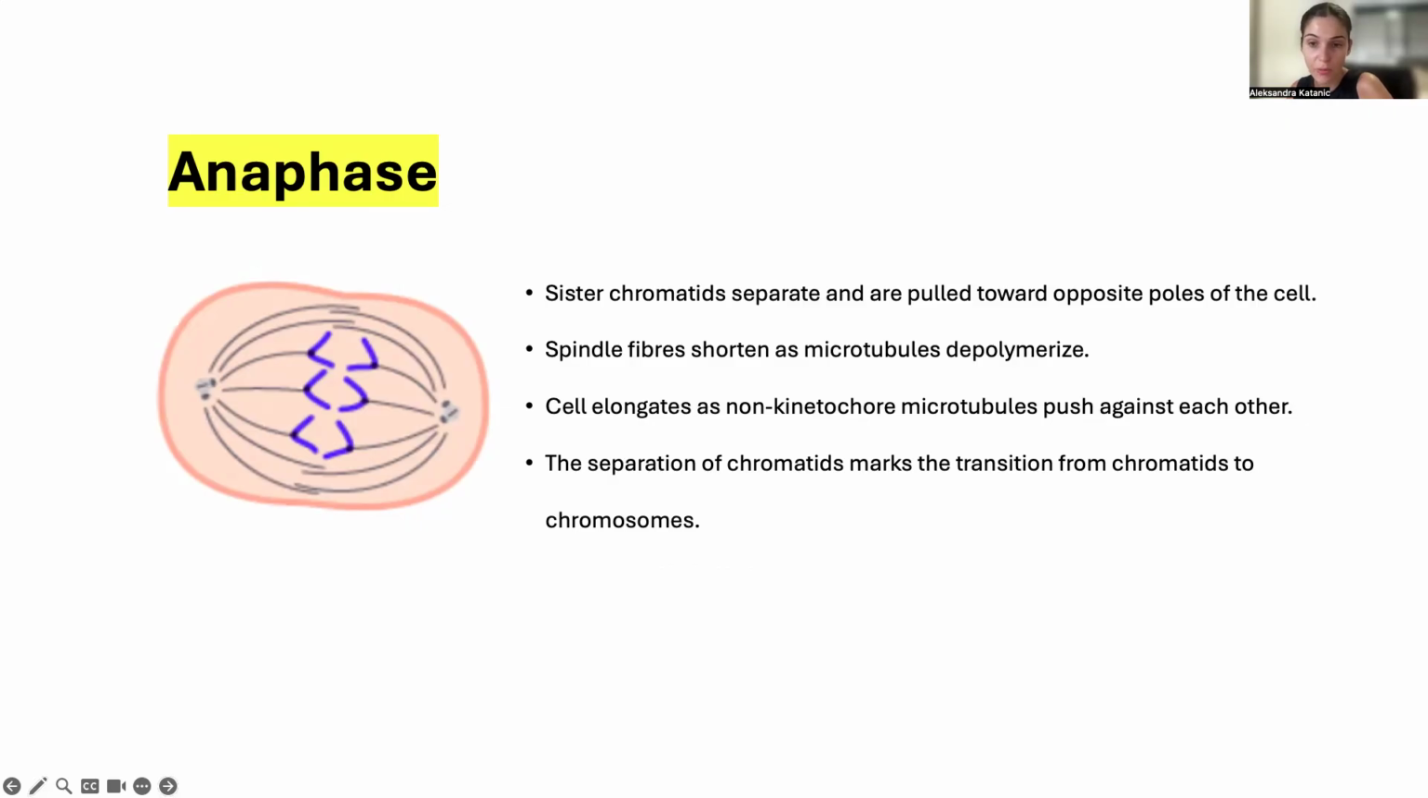Finally, the separation of chromatids marks the transition from chromatids to chromosomes. This distinction is important because once they're separated, each chromatid is considered an independent chromosome in its respective daughter cell.